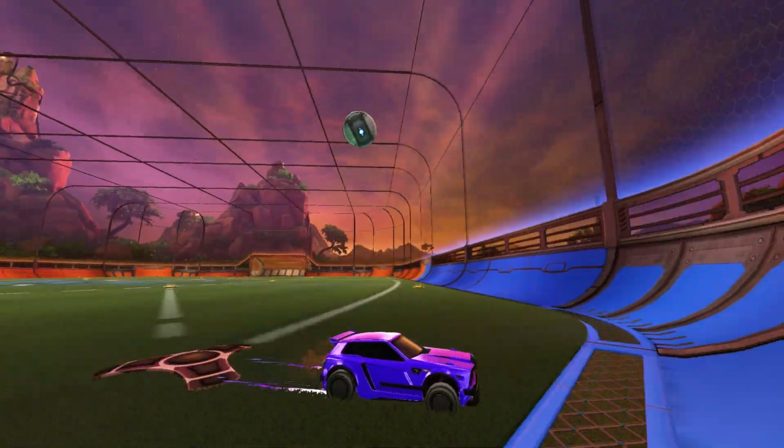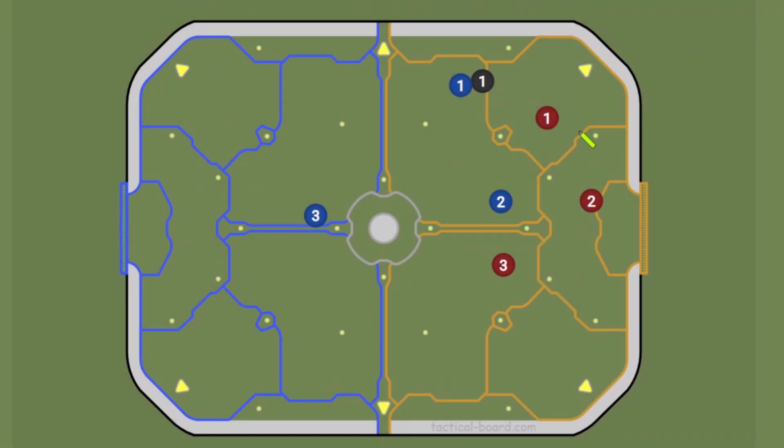Without further ado though, we're going to go into the analysis part of the video. We have an offensive scenario for blue team here and a defense scenario for red team. Essentially, we're trying to visualize the pattern of play that would occur typically. So we have the ball here, we have number 1 blue team on the ball, and number 1 red team is set to challenge this.